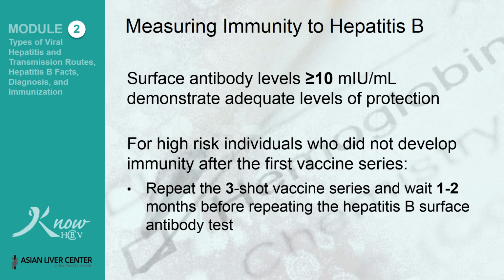For high-risk individuals who did not develop protective levels of antibody after the first 3-shot vaccine series, they should be offered a second 3-shot vaccine series, preferably from a different manufacturer, and get retested. Those who fail to develop immunity after 2 complete vaccine series are considered as vaccine non-responders and no additional vaccine is recommended.